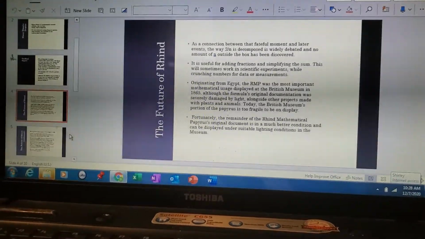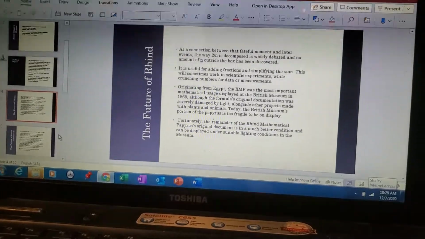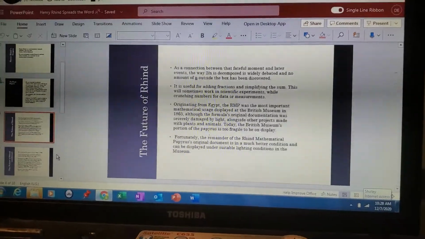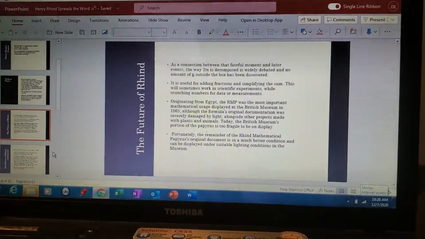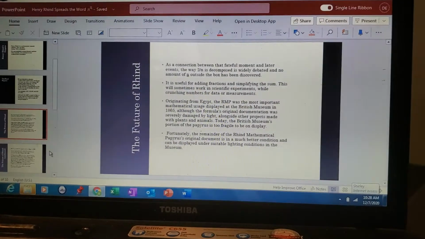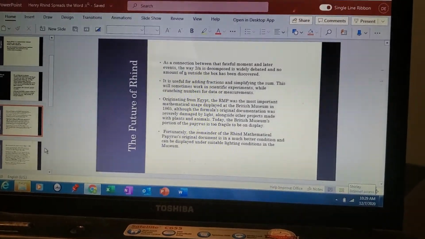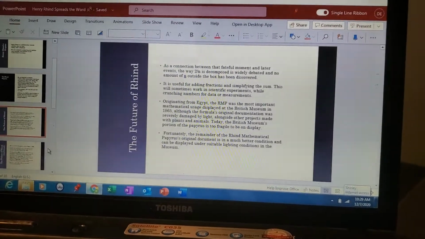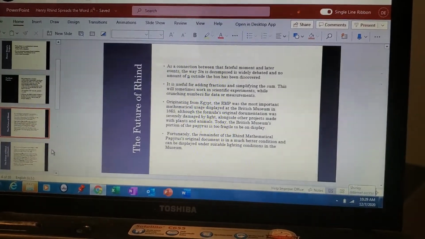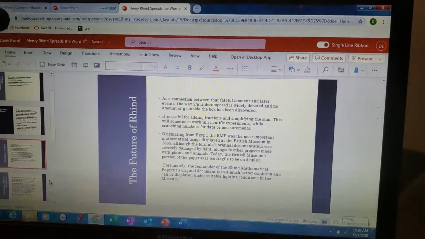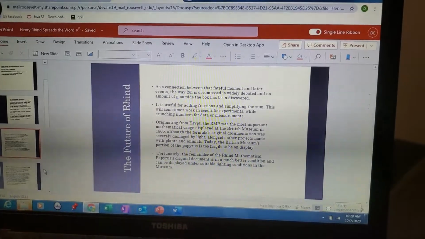My apologies. As I was saying, it is useful for adding fractions and simplifying the sum. This will sometimes work in scientific experiments, while crunching numbers for data or measurements. Originating from Egypt, the RMP was the most important mathematical usage displayed at the British Museum in 1865.